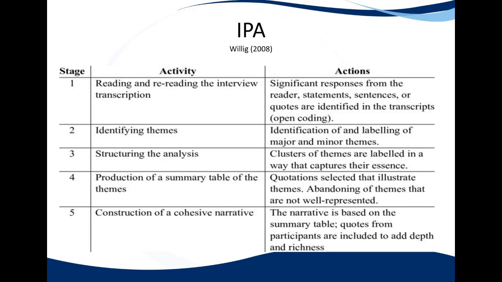And with IPA, there are very straightforward stages or steps that one follows when you have conducted your data. So you start by reading and rereading the interview transcription, and then you identify the themes, and then you structure the analysis and say, okay, now that I've got these themes, how do I structure and put these together? And then you produce a summary table of the themes to make things easier for yourself. And then you say, what are some of the quotations or excerpts from the data itself that are supportive of these themes that I've come up with?